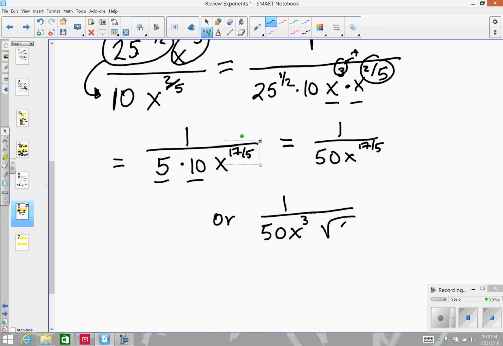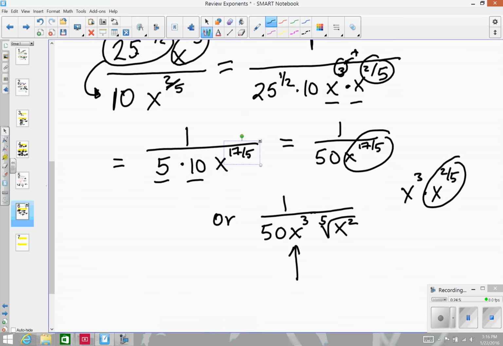Could see something like this. Now remember, I'm replacing my x to the 17/5, understanding that that is the same as x to the 3rd times x to the 2/5. So I wrote the x to the 3rd power by itself here. I'm going to write this as a radical. The 5, the denominator, is my index. X squared is what's under the radical. You could see a multiple choice answer like this.